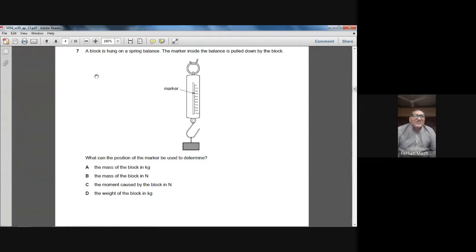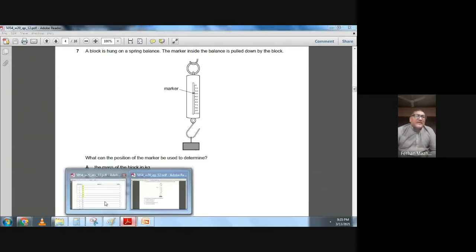Mass is not measured in Newton. The moment caused by the block in Newton, this is not used to find out the moment. It does not measure the moment directly. The weight of the block in kg, the unit is wrong. Weight is not measured in kg. So it looks like A is the right option. Let's check the marking scheme.